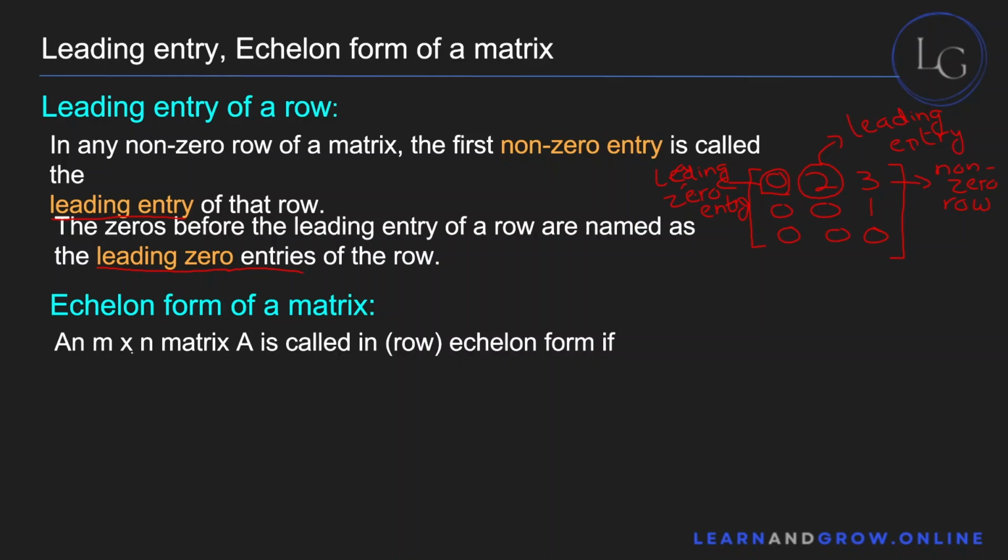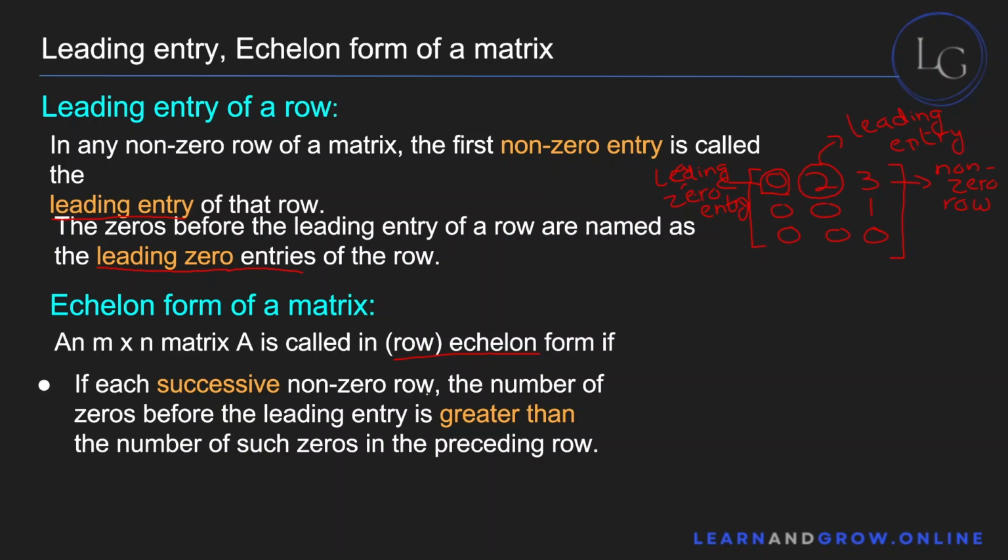So let's have a matrix A, which is of the order m cross n, and it is in row echelon form if the first condition is that for each successive non-zero row, the number of zeros before the leading entry is greater than the number of such zeros in the preceding row. What this really means is, take this matrix here again. The number of leading zero entries in the second row is greater than the number of leading zeros in the first row, and similarly in the third row, the number of leading zeros is greater than that in the second row. So this is the first requirement of the row echelon form, that the number of leading zero entries in each successive row must be greater than the one preceding it.